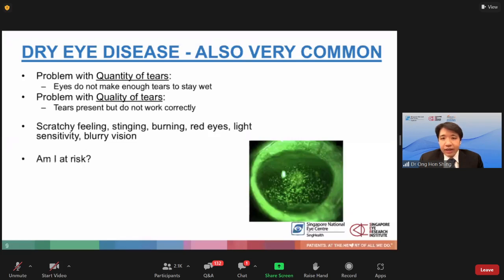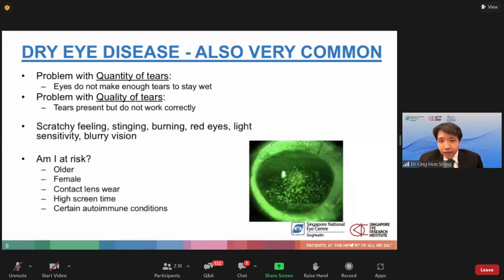So anyone can get dry eyes, but you might be more likely to have dry eyes if you are older, are female, wear contact lenses, or spend a lot of time on the screen working on the computer, where you sometimes forget to blink. And less commonly, if you have an underlying autoimmune or inflammatory condition, for example, Sjogren's.